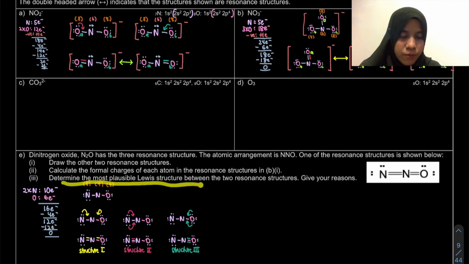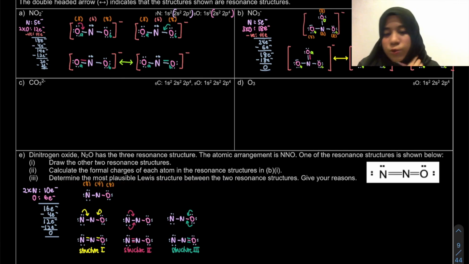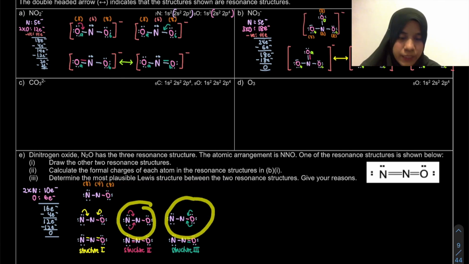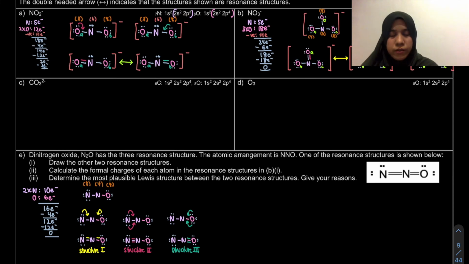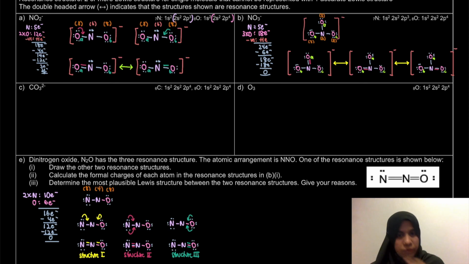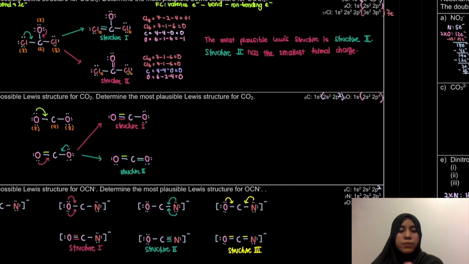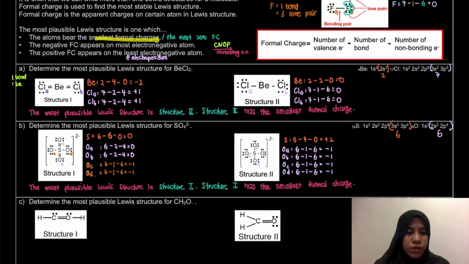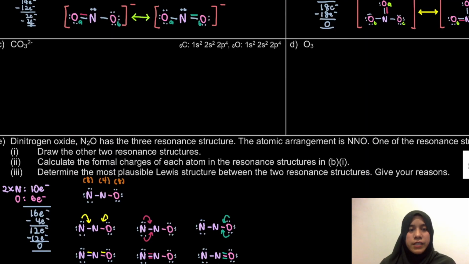Next, determine the most possible Lewis structure between the 2 resonance structure. Maksudnya nak tahu between yang ini dengan ni, mana yang lagi accurate representation of N to O. This case around, kita akan tengok yang have the smallest formal charge. The smallest formal charge. Again, smallest formal charge tu kita tengok kalau boleh yang banyak zero.